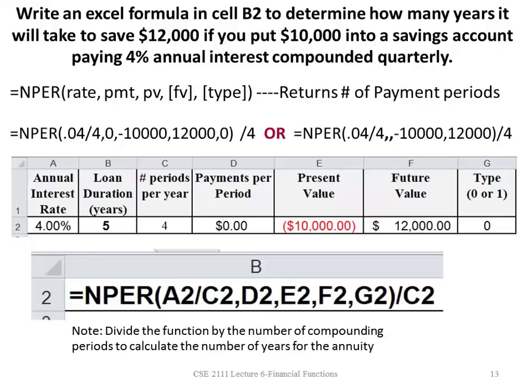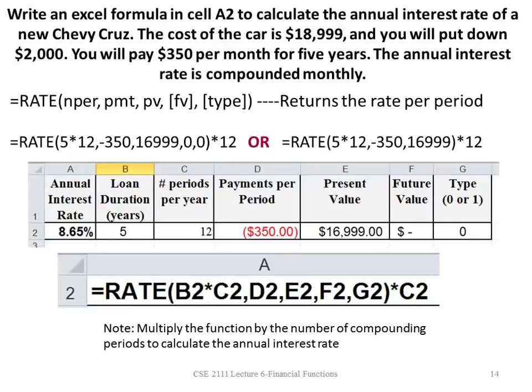Another example, the rate function. It returns the rate per period. Write an Excel formula in cell A2 to calculate the annual interest rate of a new Chevy Cruze. The cost of the car is $18,999, and you will put down $2,000. You will pay $350 per month for 5 years, and its annual interest rate is compounded monthly.